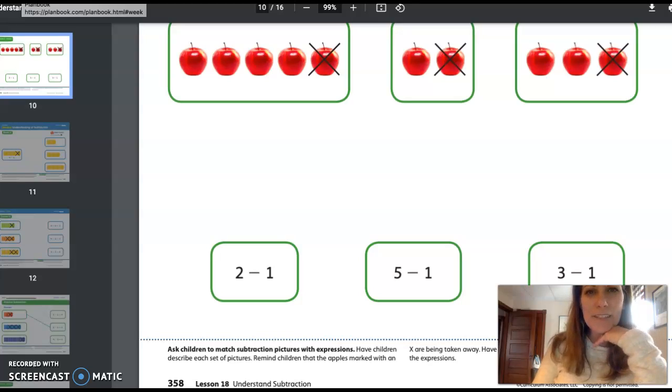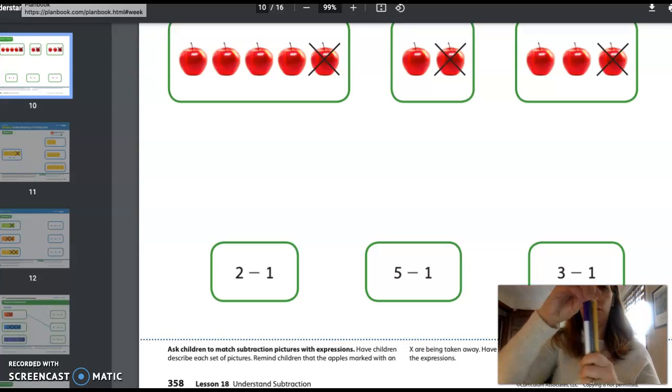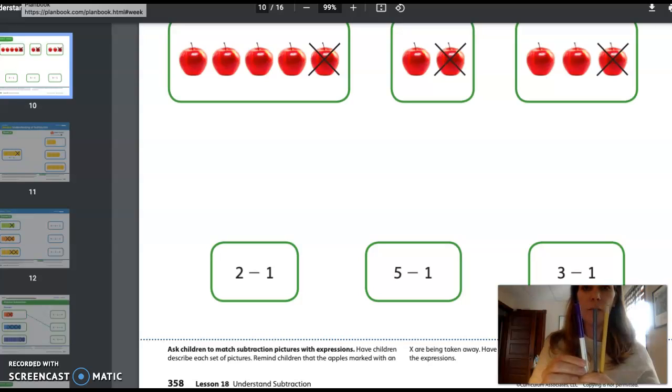Okay, hello. So today we're going to talk a little bit about subtracting. And we know that we talked earlier in the week, when I subtract, I take some away. Okay, so if I have three things to write with, one, two, three, and I take one away, I have two left over.